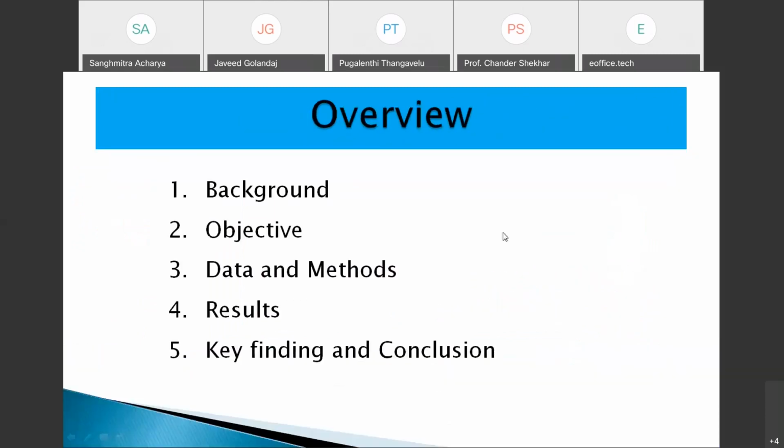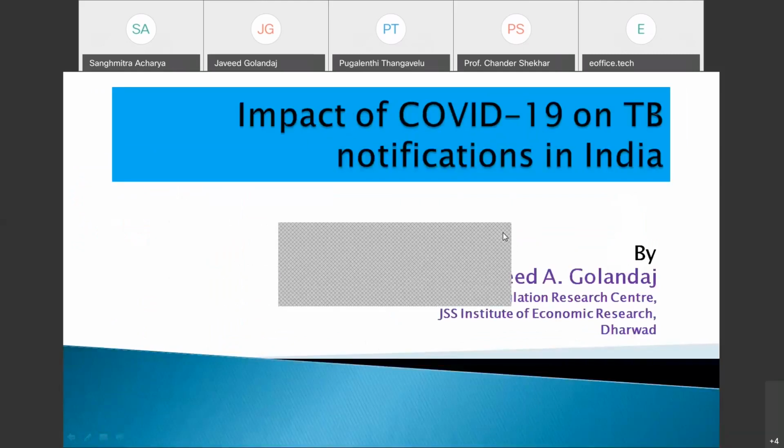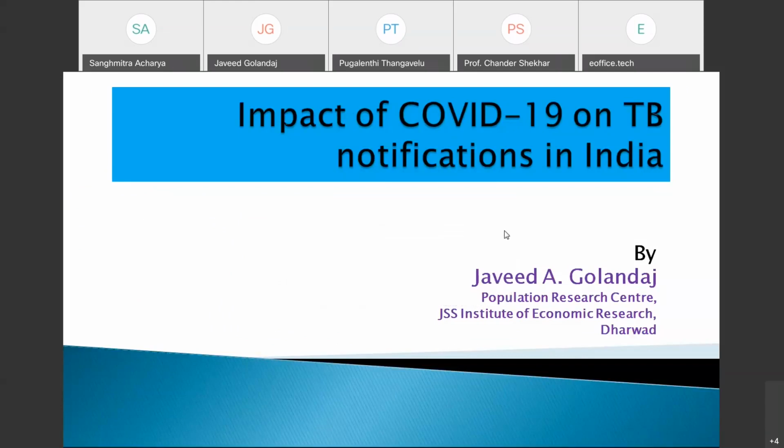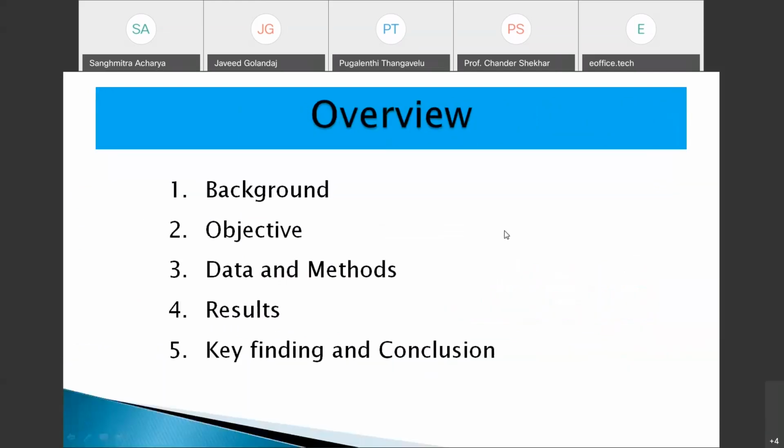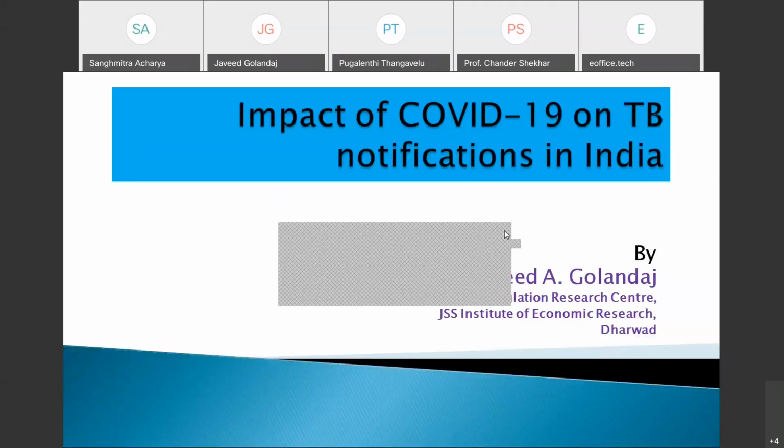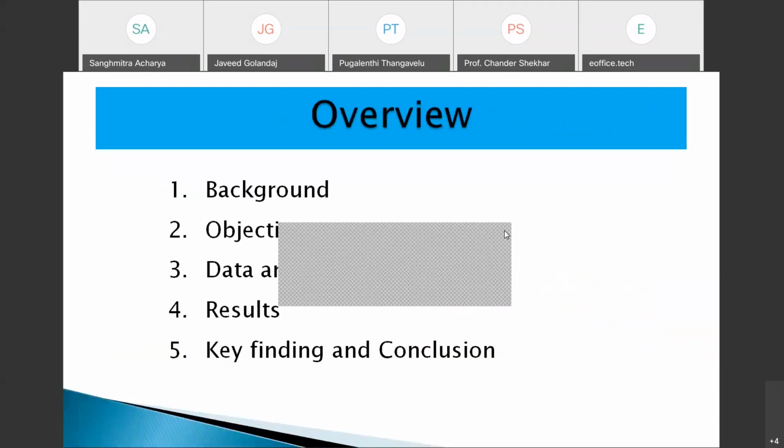Good afternoon, one and all, Professor Sangamitra Acharya Madam, Chairperson of the session, and Professor Chandrasekhar Sir, my teacher at the IAPS, and all other participants. My presentation is on the impact of COVID-19 on TB notifications in India. The overview of the presentation is that we will go through the background, objectives, data and methods, results and key findings.